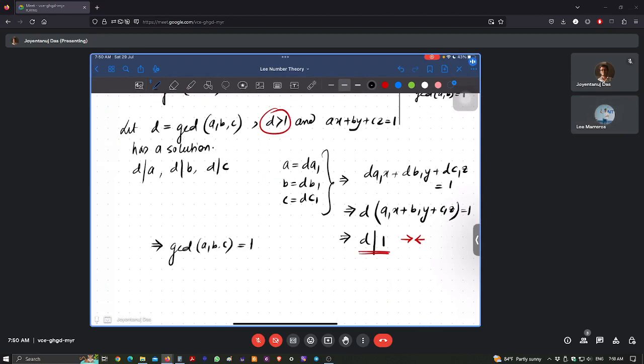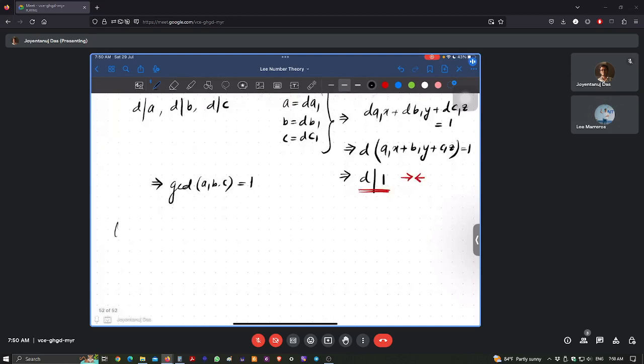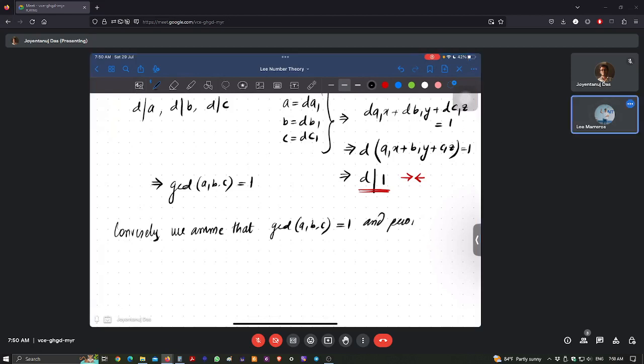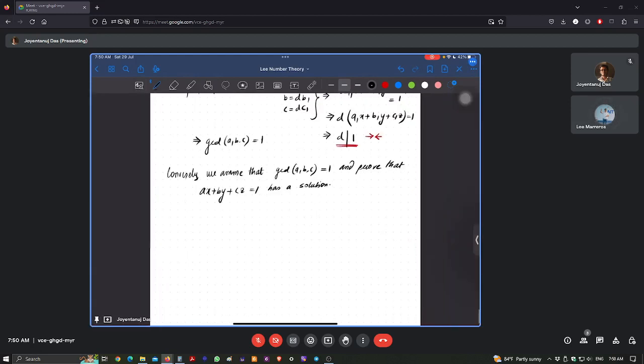So now we have to prove the converse direction also. So conversely, we assume that the GCD is 1, and prove that the equation ax plus by plus cz equals 1 has a solution. So this is the converse. So how to do it? That is the thing.